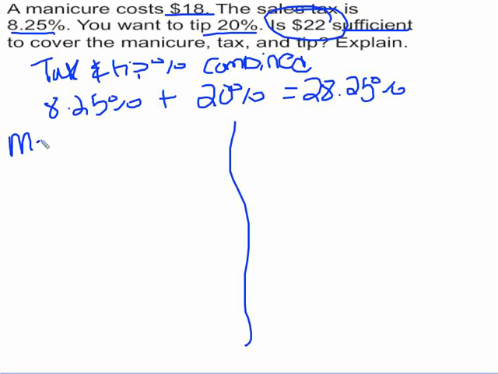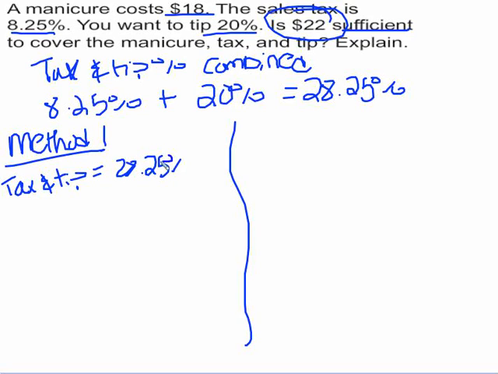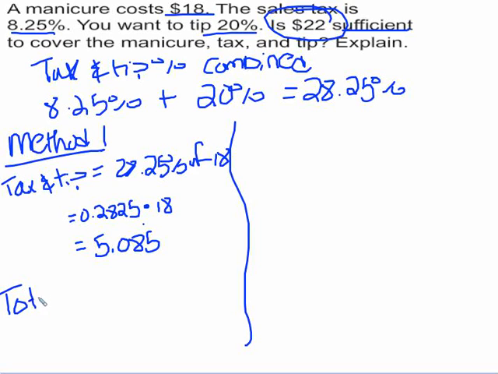Okay, so let's try method one. Method one is going to ask, well, what's my tax and tip going to be? Well, that's going to be 28.25% of $18. So in other words, I'm going to have to calculate 0.2825 multiplied by 18. That's going to be equal to 5.085.